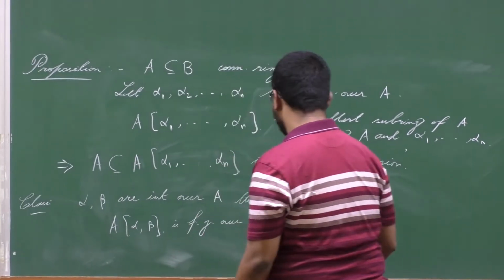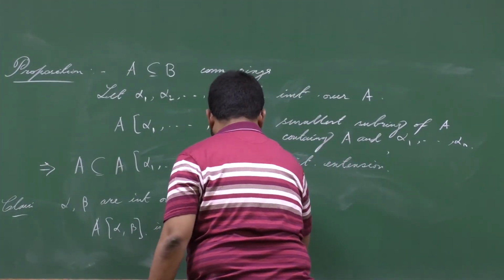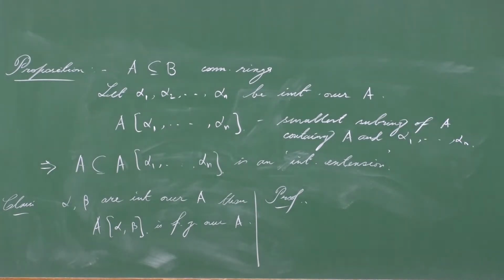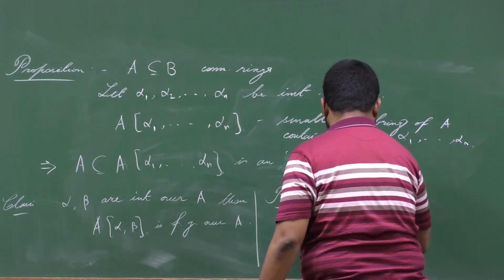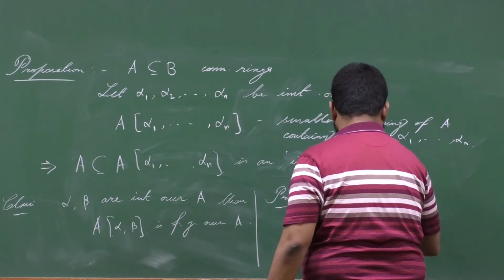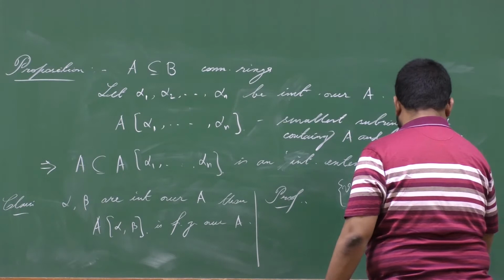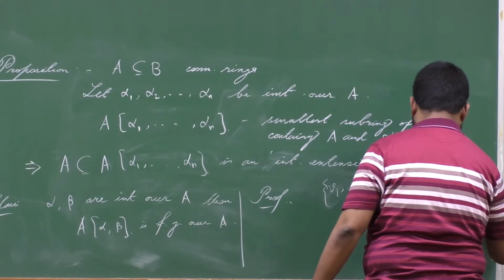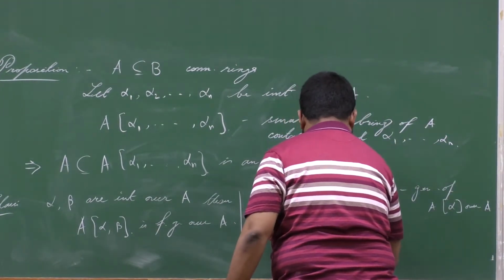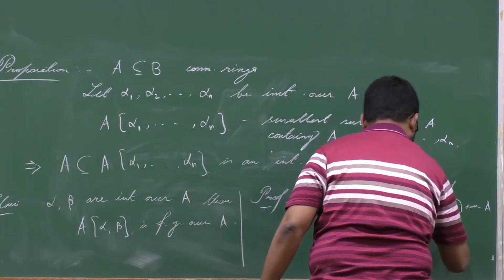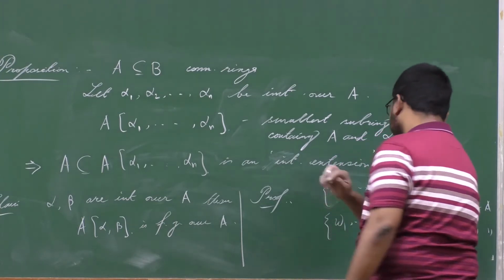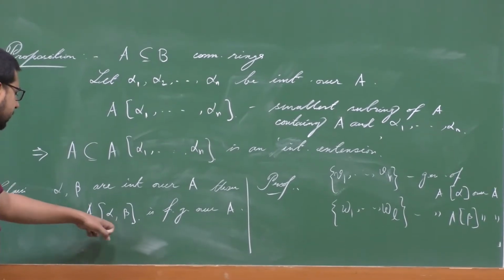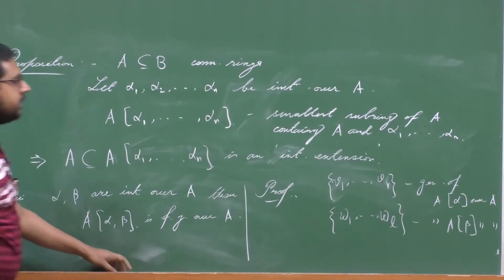How to prove that? First of all, let me write down the proof here. A[alpha] is finitely generated over A. Therefore, let a generating set be v1, v2, up to vr, the generators of A[alpha] over A. Similarly, we have something like that for A[beta] over A, right? So then let's look at what is A[alpha, beta]. What is A[alpha, beta]?